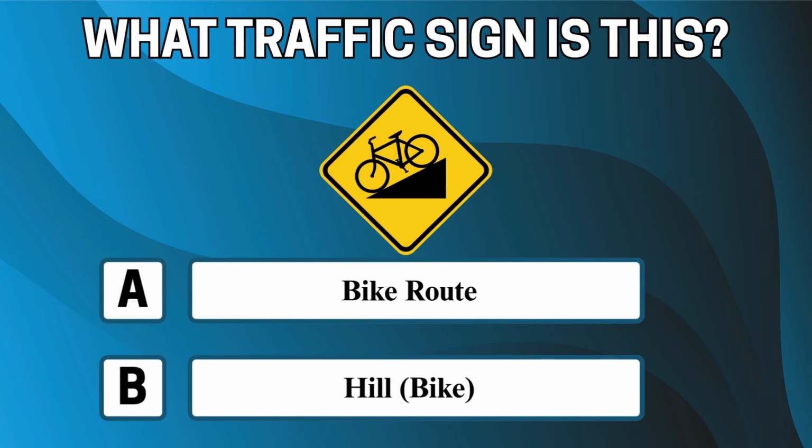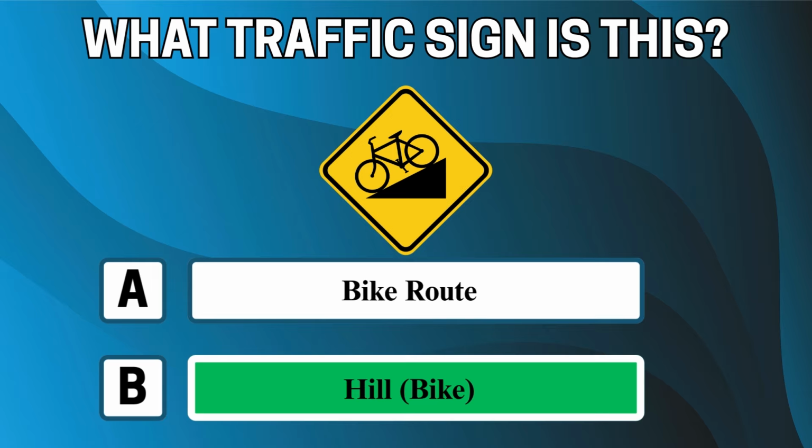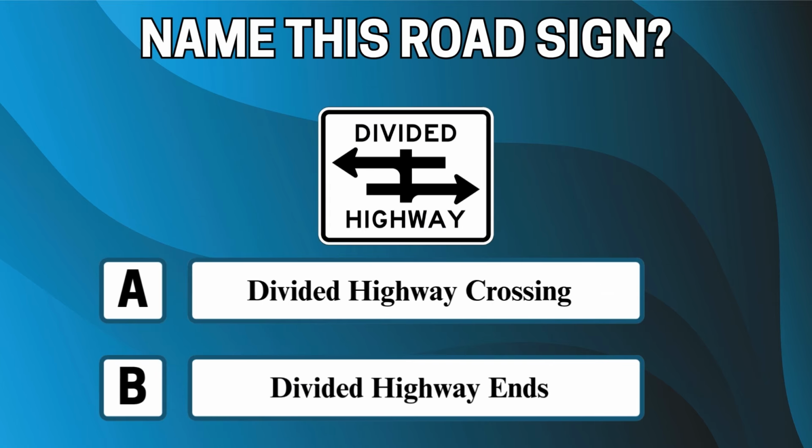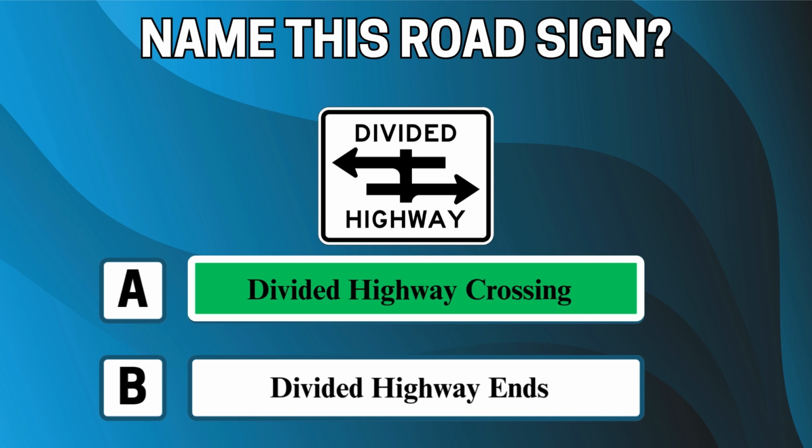What traffic sign is this? Correct, it is the hill, bike, sign. Name this road sign. Excellent, it is the divided highway crossing sign.